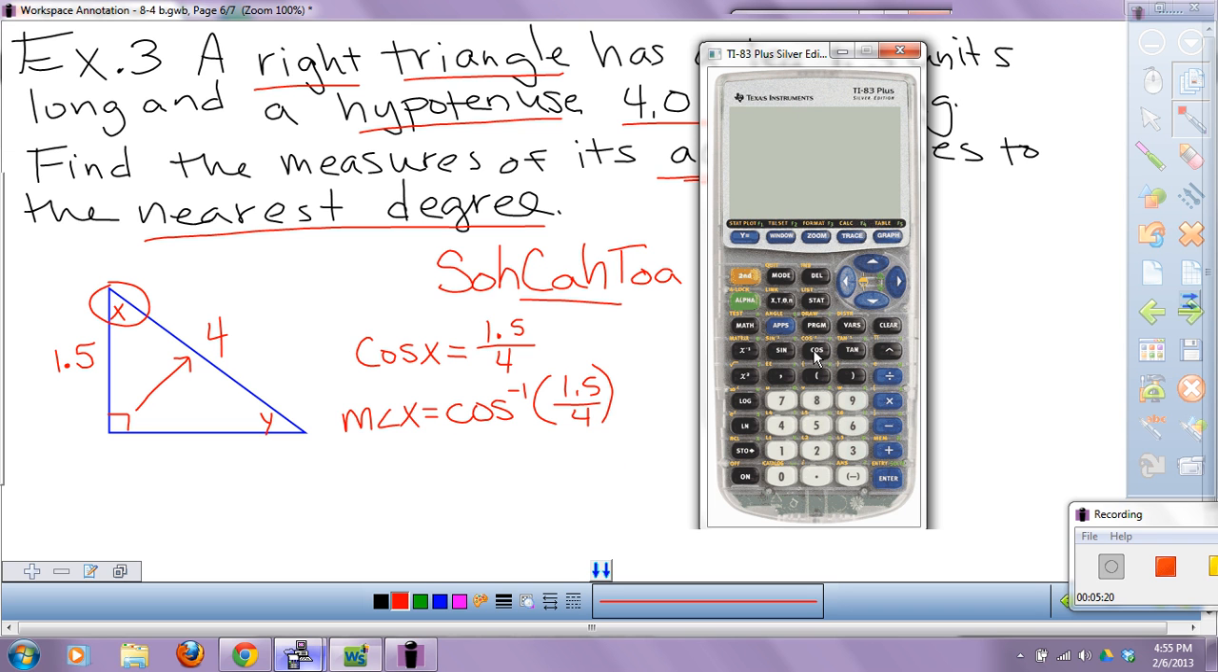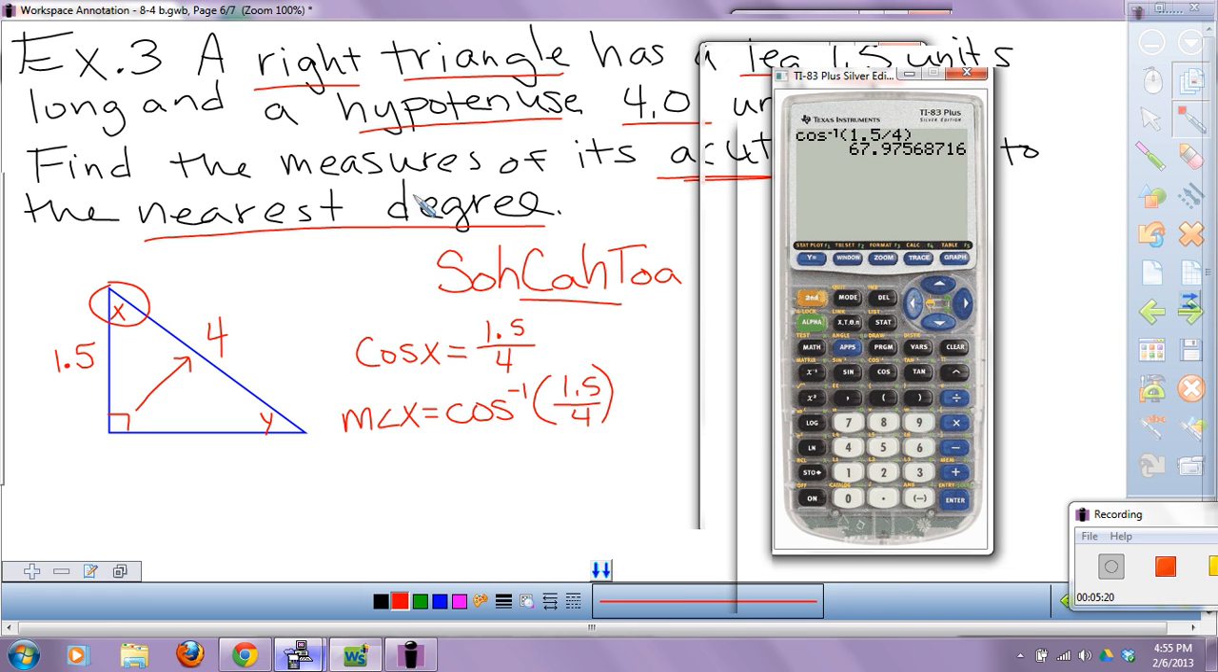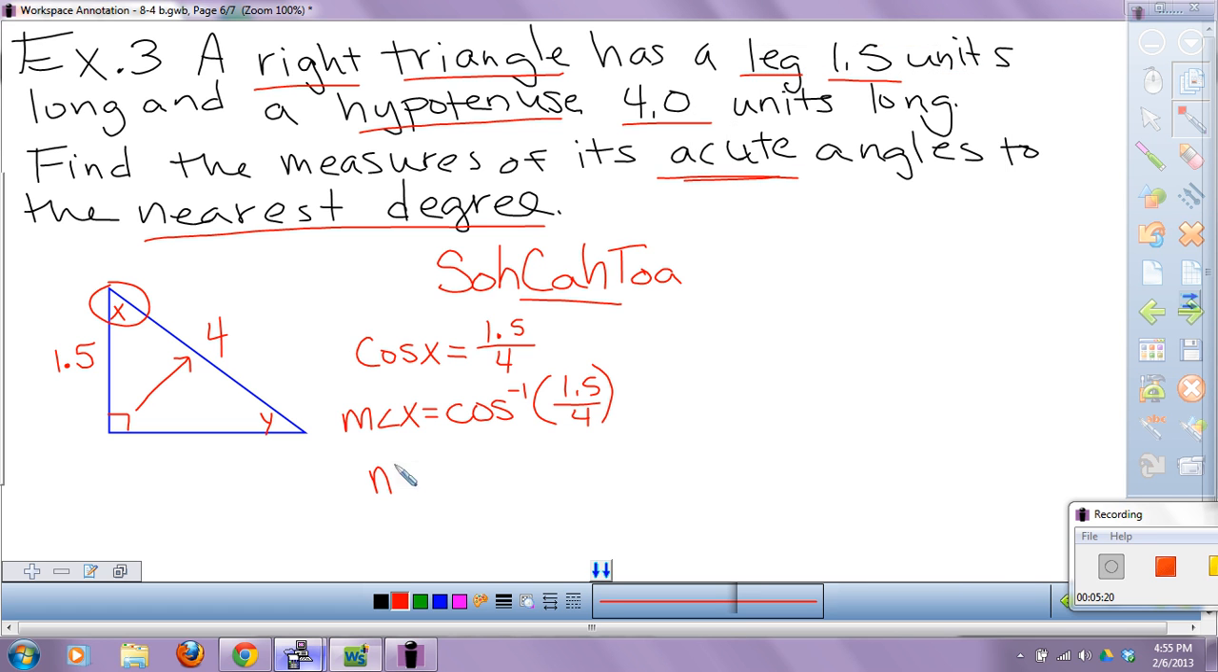So cosine inverse, that's right above cosine. So second cosine, 1 1/2 divided by 4. 1 5/10 divided by 4. And we get our angle measure, and keep in mind it said round to the nearest degree, so that would be to the whole number, and then 9 tells the 7 to go up. So the measure of angle X would be 68 degrees.